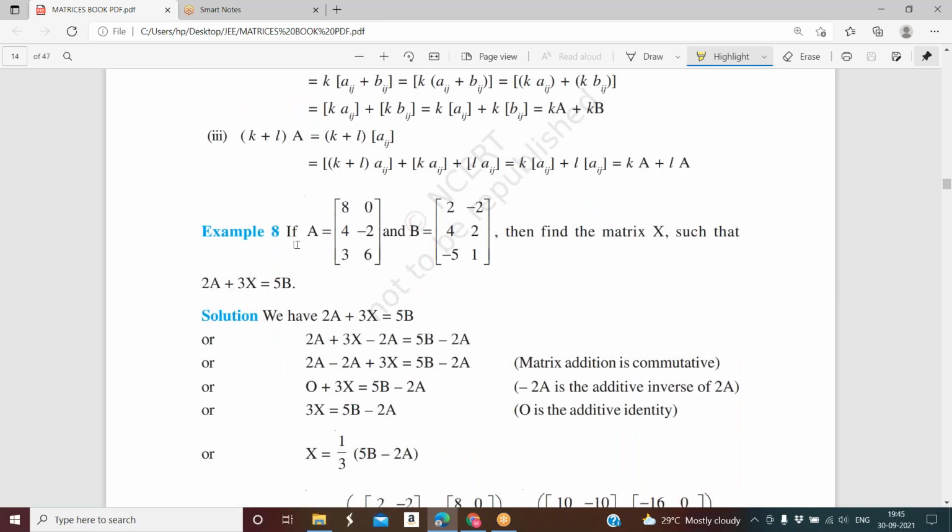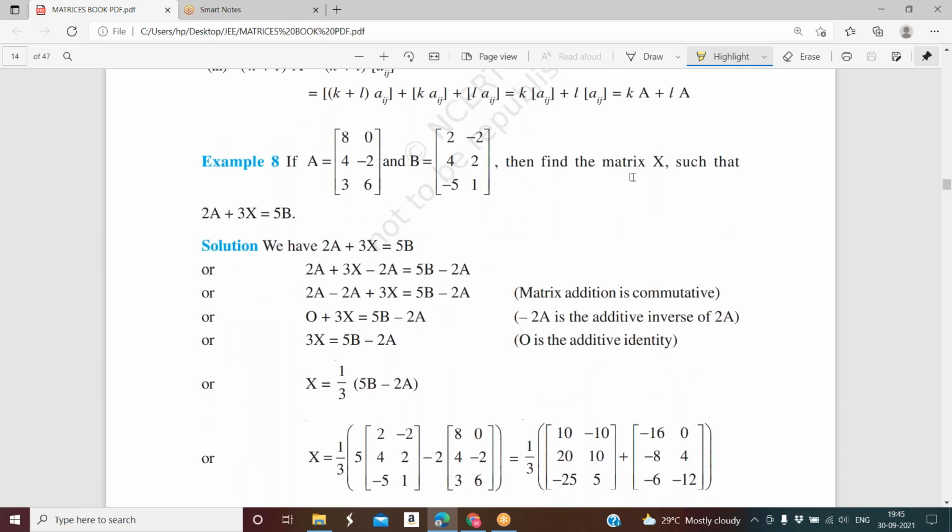See this example. If A is a matrix of order 3 by 2 and B is a matrix of order 3 by 2, then find the matrix X such that 2A plus 3X equals 5B. A is given to you and B is given to you. What you have to find is X. You have to find the matrix X such that 2A plus 3X equals 5B.